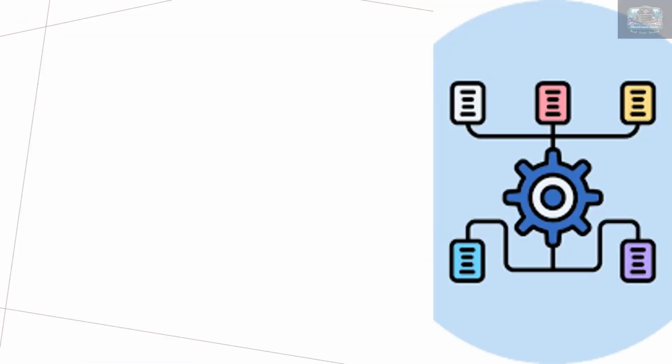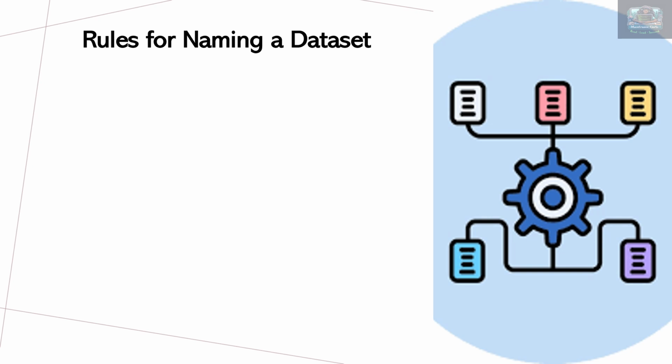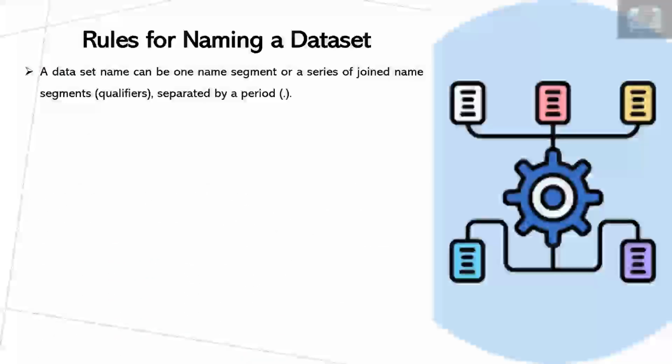While naming a dataset, we have different rules. While creating or naming it, you have to follow certain rules. Here the first rule is that a dataset name can be one segment or a series of joined name segments, as I told you, qualifiers, which should be separated by a period. Like this is an example. So the basic dataset is one segment or two segments separated by a period.